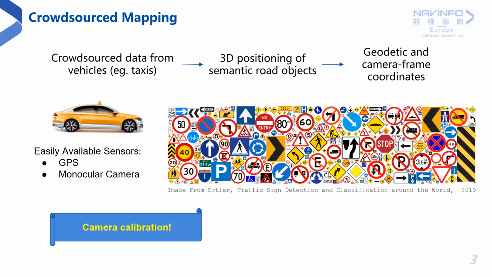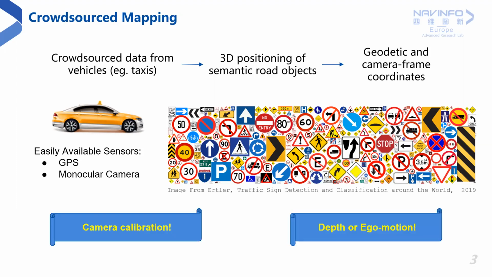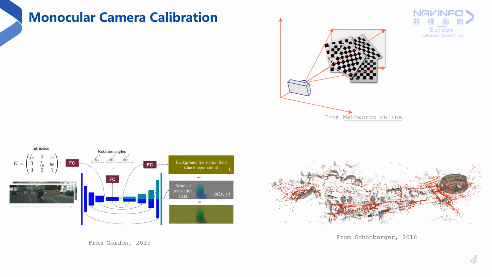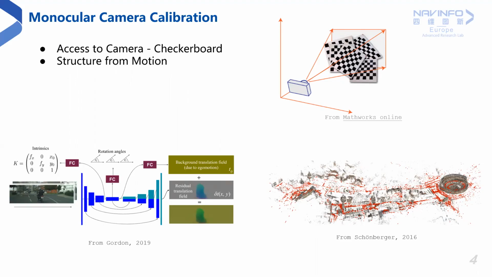However, this requires calibrating the camera, followed by depth or egomotion estimation to create the map. Previous works assume access to the camera setup, in which case the camera can be calibrated through checkerboard pattern-based calibration. Self-calibration approaches based on structure from motion to estimate the camera poses, scene structure, and camera intrinsics have also been proposed. Recently, self-supervised approaches that estimate the camera intrinsics within a multitask monocular framework have also been proposed. However, the utility of such approaches is yet to be analyzed and applied for the purpose of crowdsourced mapping.